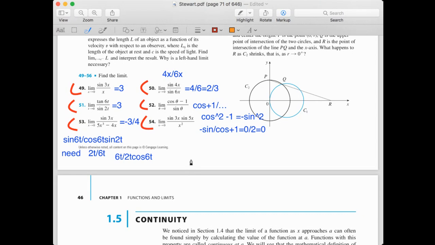Okay, great. So we need 3x and 5x for each. We want to manufacture sine 3x over 3x and sine 5x over 5x. So we need 15x squared in the denominator. We don't have 15, so we multiply 15 over 15. So we're left with 15. Great. All right. So this one equals 15. Anybody has any questions?